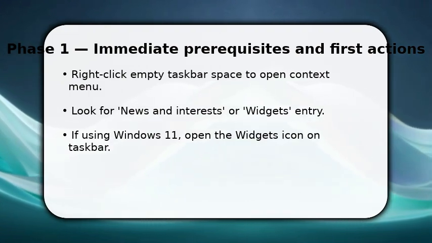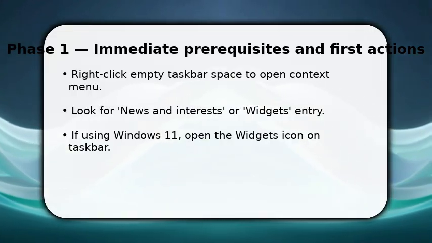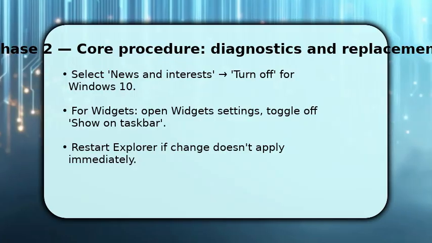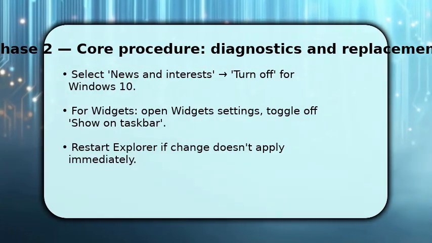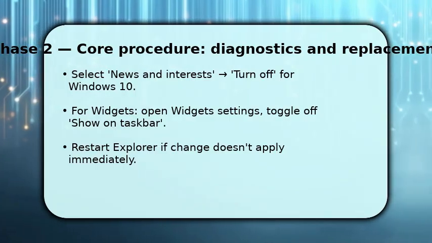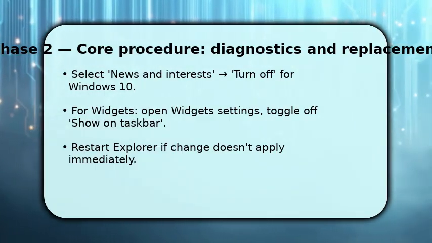Next, you change the display setting to off by selecting the appropriate option in the submenu. Choose Turn Off under News and Interests, or open Widget Settings and toggle Show on Taskbar off. This step removes the visual element and stops live updates, which reduces distractions and network use.